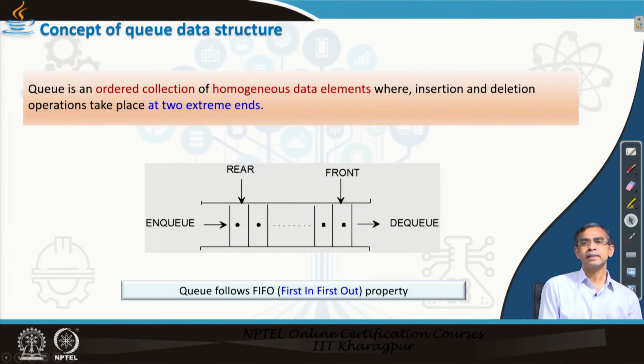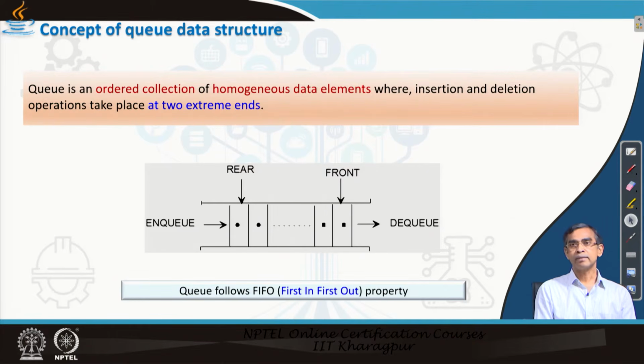Now, let us decide in what way queue is different from the other data structures that we have learned so far. Like stack, array or linked list, it is also an ordered collection. That means all elements are in order. Order means the order in which they were added into the list. It is not sorted order or random order. And like stack, array and linked list, it is also a homogeneous set, that means all elements should be of the same type.